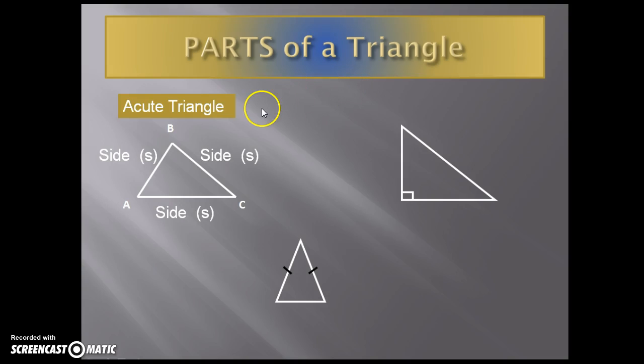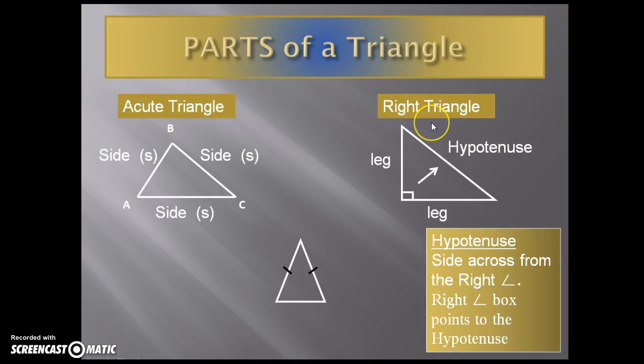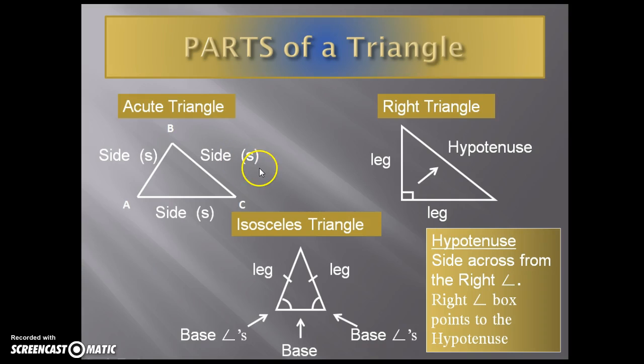All right, parts of a triangle. You have your regular acute triangle. All 3 of these parts are called sides. In a right triangle, these 2 parts are called legs. Across from the right angle is the longest side, which is called the hypotenuse. So think of this as the right angle box pointing to your hypotenuse. Next we have an isosceles triangle. I mentioned earlier that the two congruent sides are called legs. The other side is called a base. The two angles that meet at the base and a leg are called base angles.